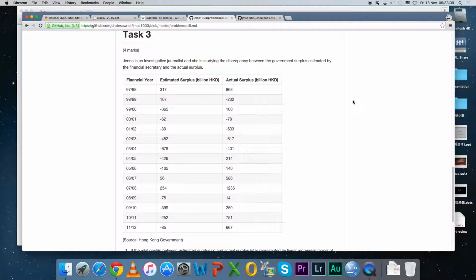Okay, task 3. Task 3, the data is, actually this is all the data. What this data is all about.